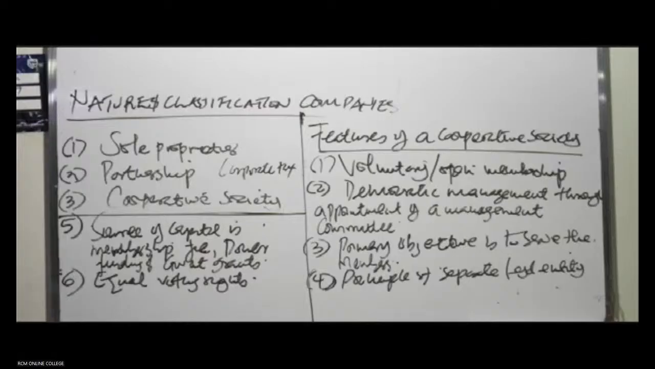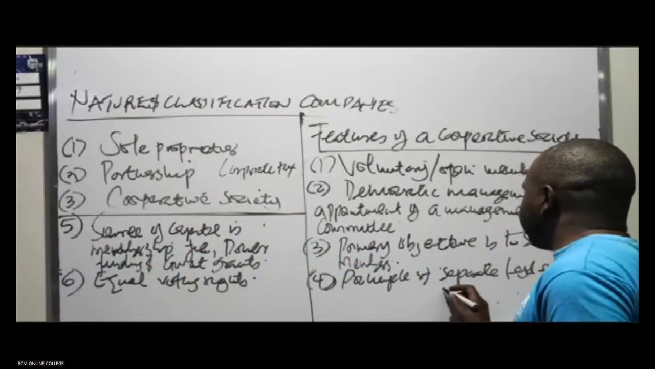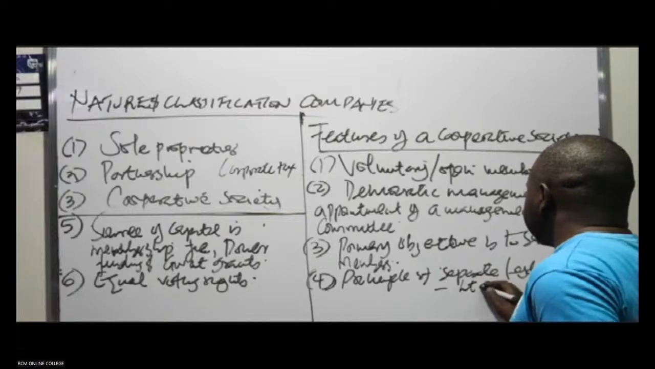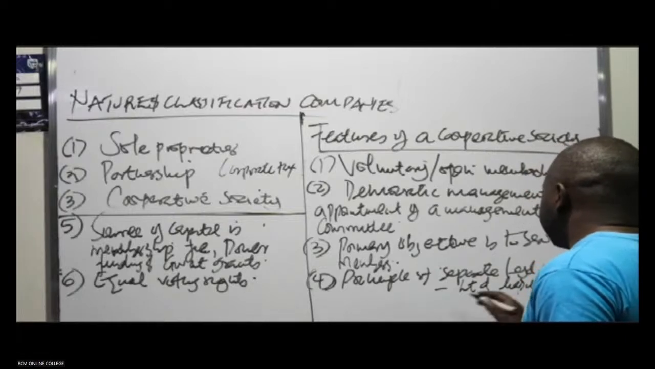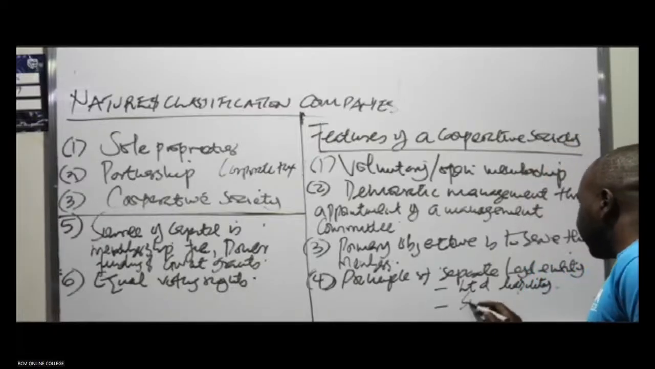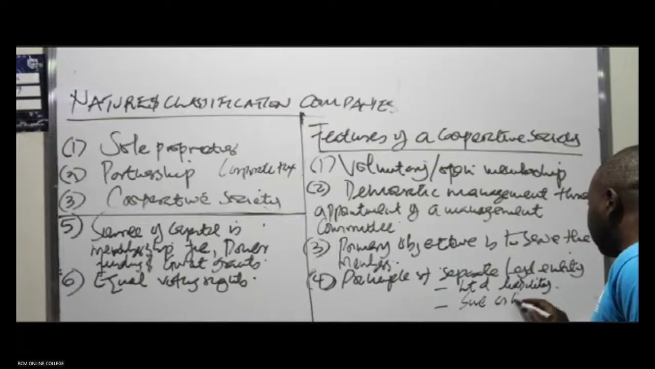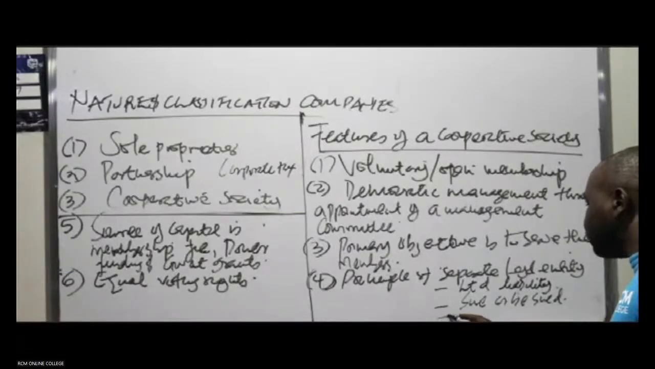Limited liability. When you talk about limited liability, all those other points come here. Limited liability is as a result of the principle of separate legal entity. So it can sue or be sued in its own name because this principle does exist. Those are points that emanate from here.